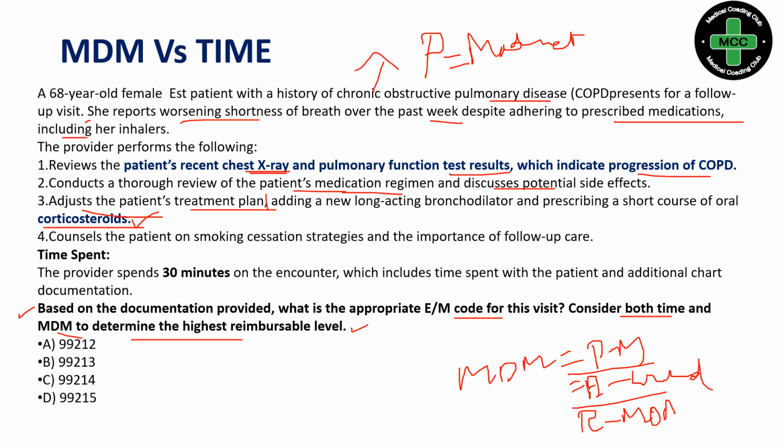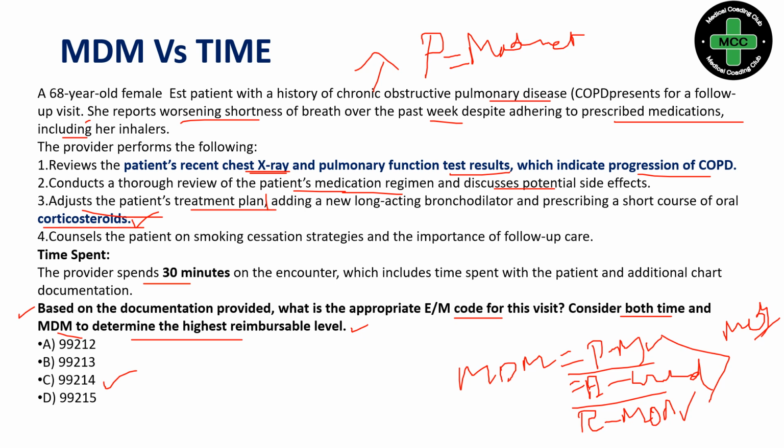So leave data here, only concentrate on problem. Problem is moderate, risk is moderate. So your overall MDM will be moderate level. Okay, that means you will be getting level 4 according to the MDM coding guideline. Now check for the time.